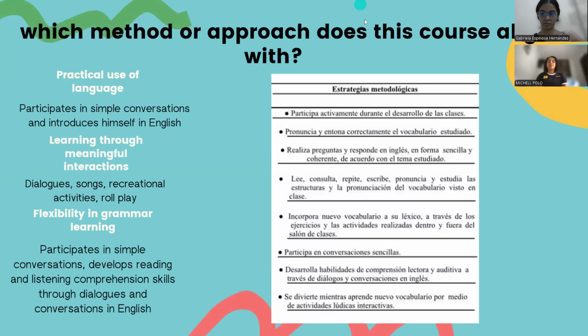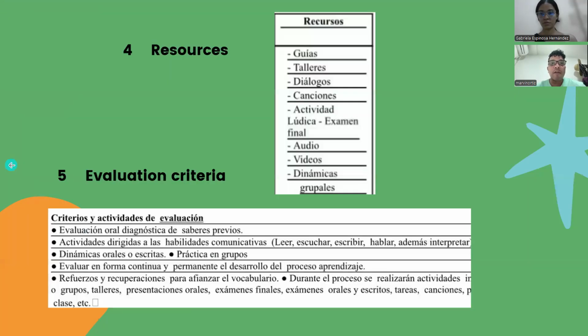Okay, and finally, which method? So, one second, we noticed something in this document. There is no previous study of the students' needs or age to set the goals and prepare everything the teacher teaches to the students. Continue.